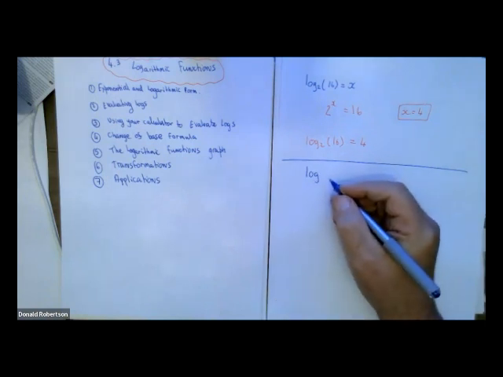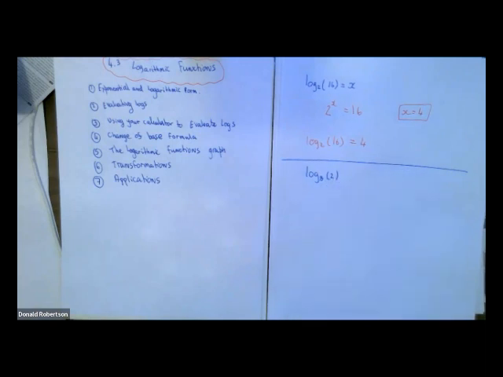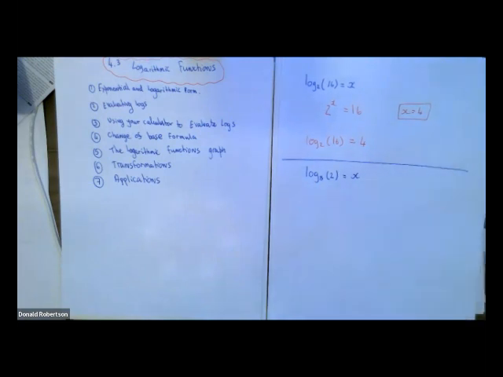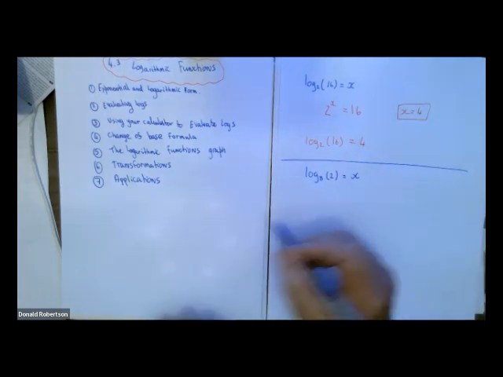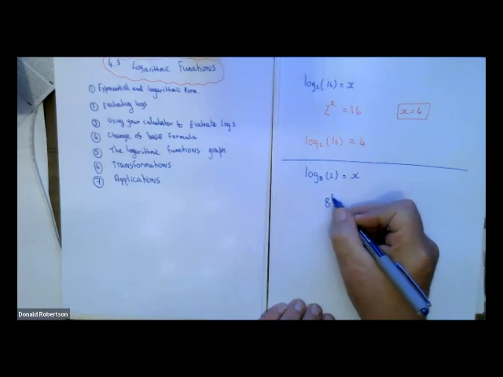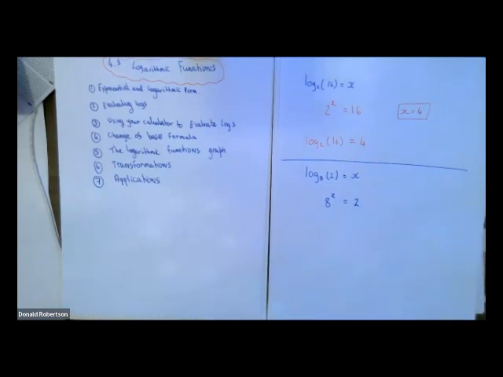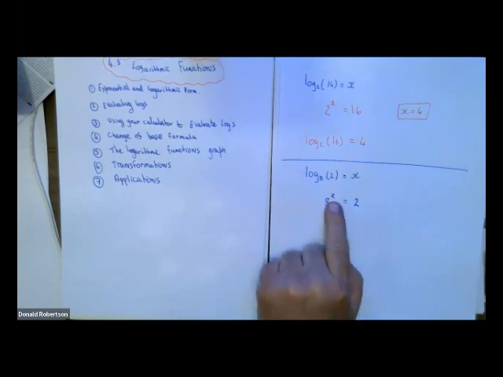Log to the base 8 of 2. Well, I'll make that x. And now that becomes 8 to the power of x equals 2. And what makes that hard is that it's not a whole number now. You can tell that's not going to work.